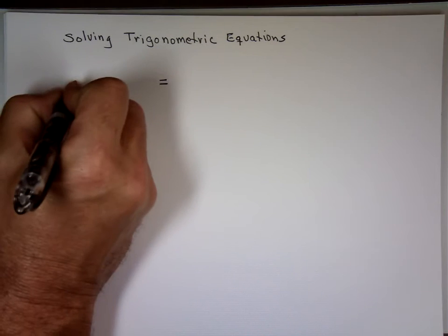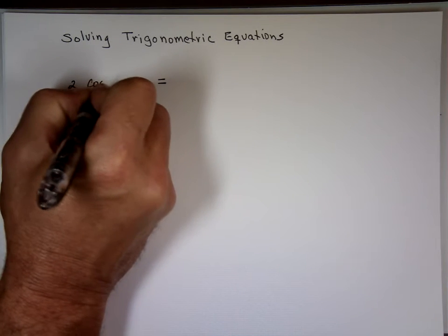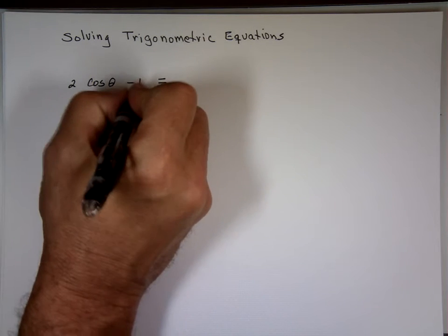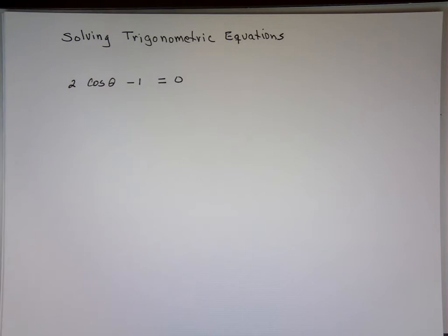2 cosine theta minus 1 is equal to 0. The question, how do you solve that one? See if it's true. We're going to find a value that will make it true. That's what that means. Well, let me leave that problem for a second here.